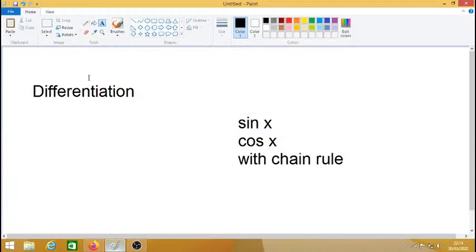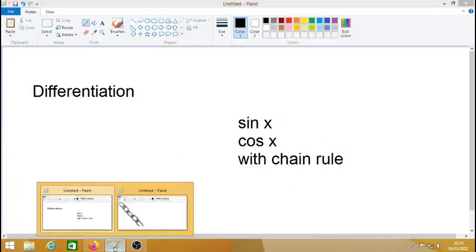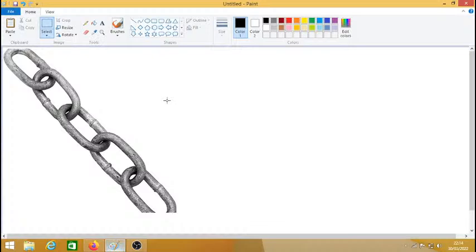We're working through the chapter on differentiation, and we're going to take a look at differentiating sin x and cos x, but we're adding on an extra bit, which is the chain rule. So let's begin. Bismillah ar-Rahman ar-Rahim. In the name of God, the most gracious, the most merciful.